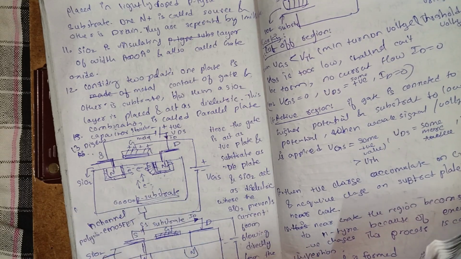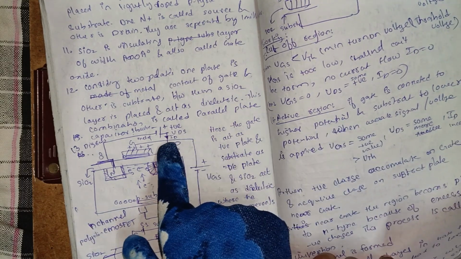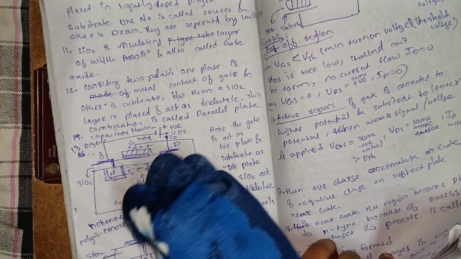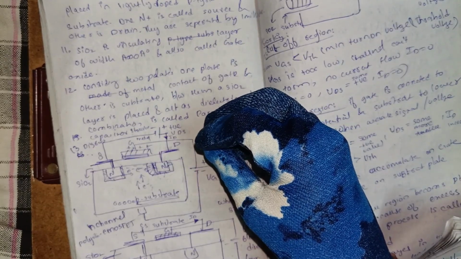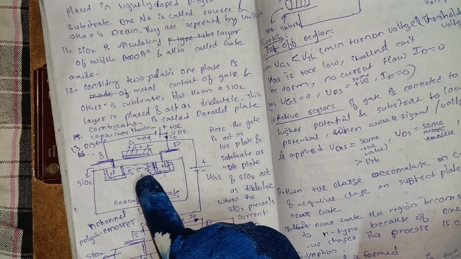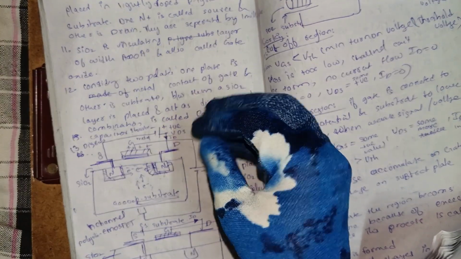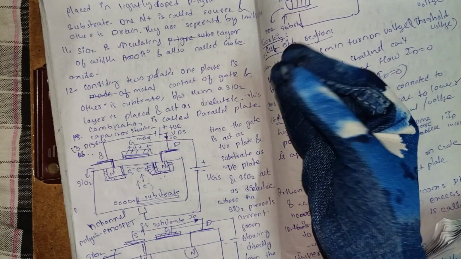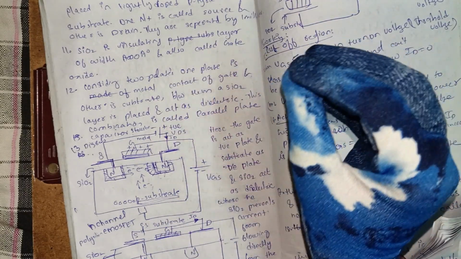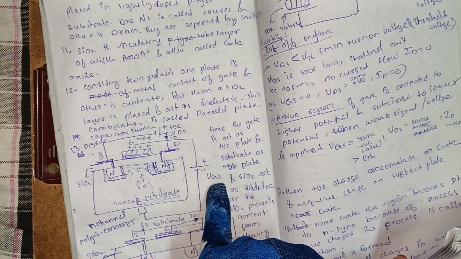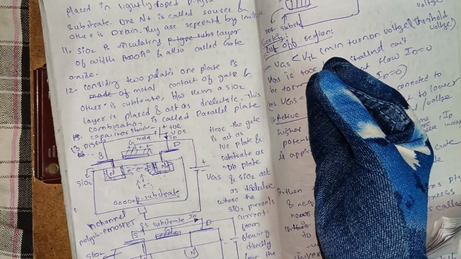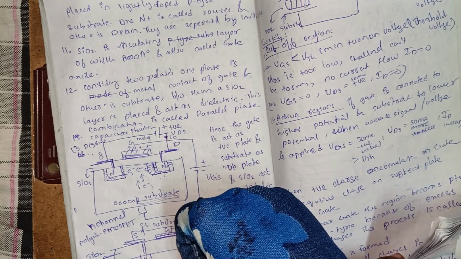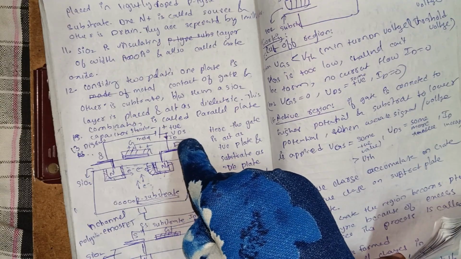So this current will become independent of VDS. If we increase VDS more and more, and if a constant number of electrons are coming due to VGS, then a constant current will be generated. So it becomes independent of VDS.